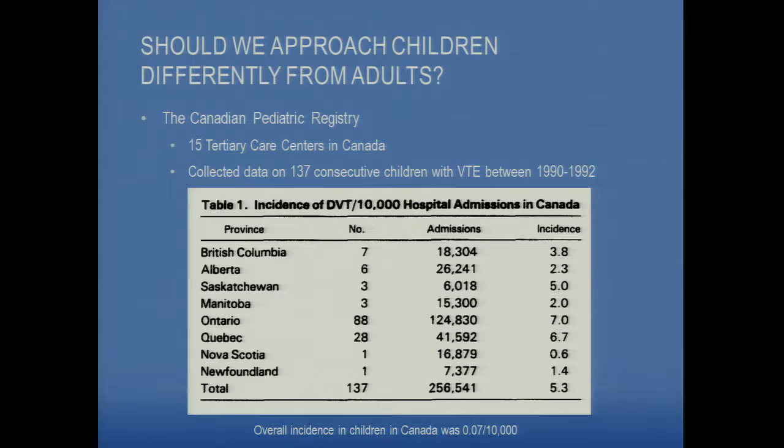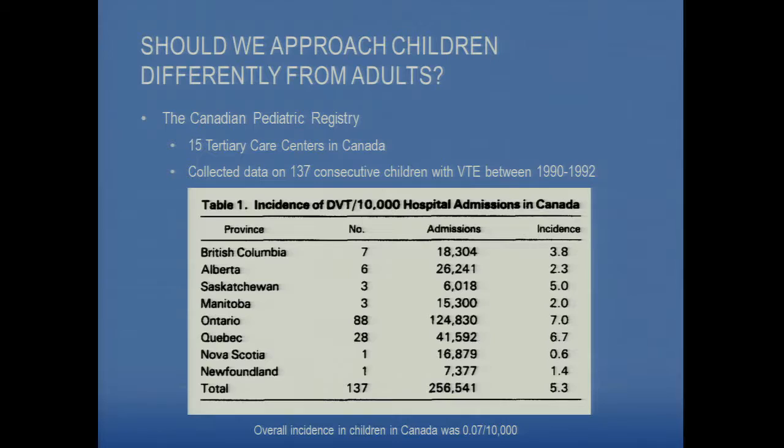So I'm gonna speed up a little bit because I'm running out of time, but pediatrics, how is it different from adults? Canada is great, again, a national health system. It's easy to keep tabs on everyone who has a certain problem. This group in the early 90s kept track of all the pediatric patients who were admitted to hospitals in Canada with venous thromboembolism. They found a total of 137 cases of DVT out of 256,541 admissions, which gave them an incidence of 5.3 cases per 10,000 hospital admissions, making the overall incidence of VTE in children in Canada 0.07 per 10,000 people. Compare that to the 1 in 10,000 adults. Much, much, much less frequent than adults.